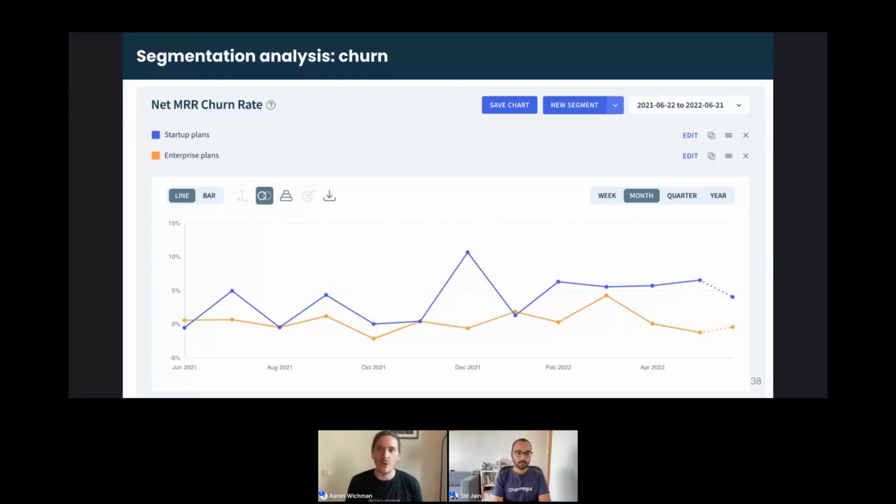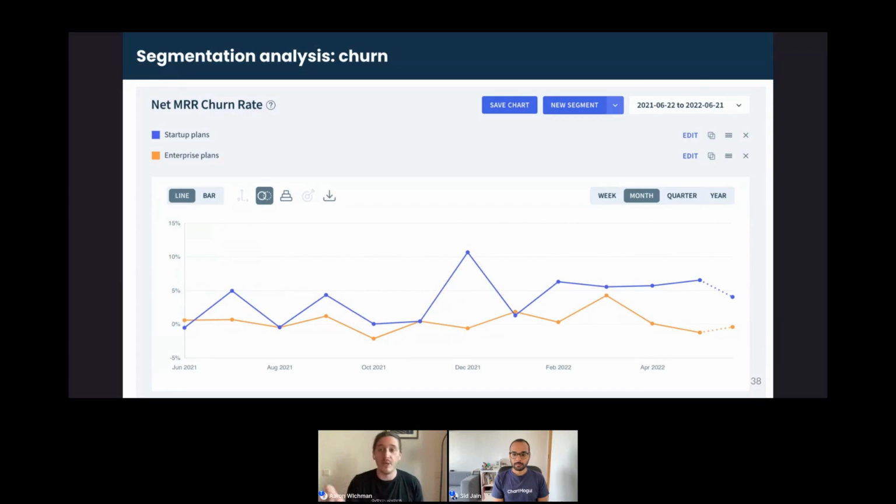So here, we can see straight away that our startup plans have a much higher churn rate than the enterprise plans for a lot of the reasons that Sid mentioned. You can see that it's been 5% since January this year. This is the blue line. But then in May, it was even 6.5%. And you can see for our enterprise offering, we're actually net negative, which is absolutely crushing it.